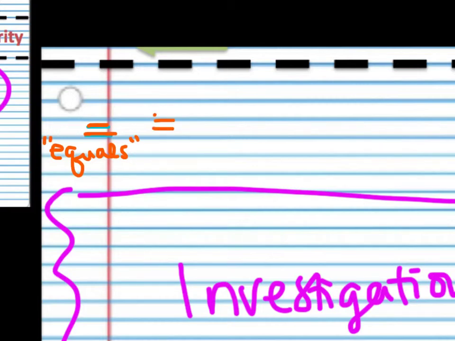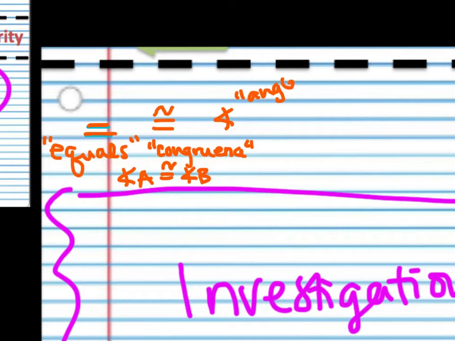The next one is this. This means, you might have heard it already, congruence. So essentially, if you have angle A is congruent to angle B, you would essentially write that in this way. So that leads me to my next one of angle. That is our angle sign.